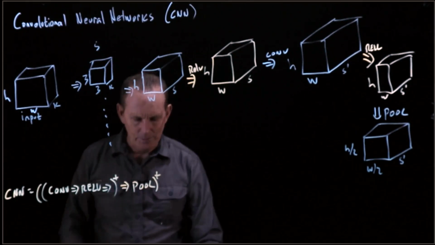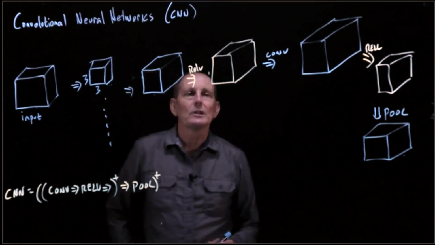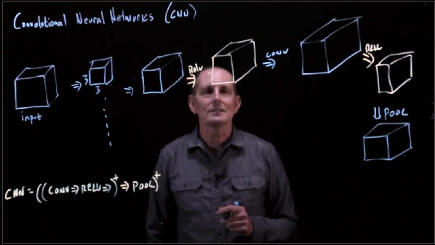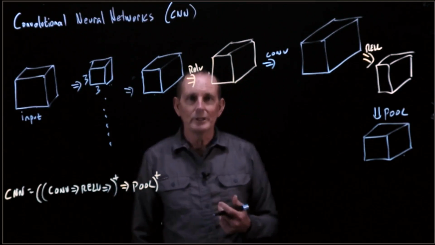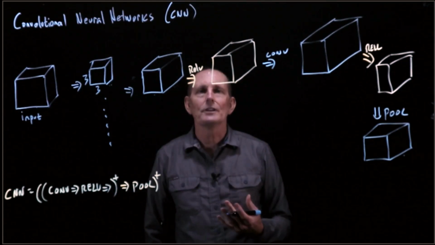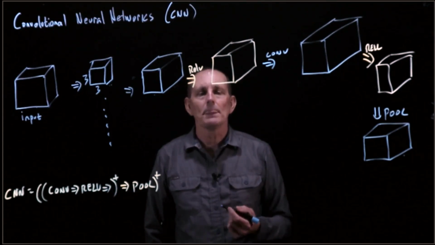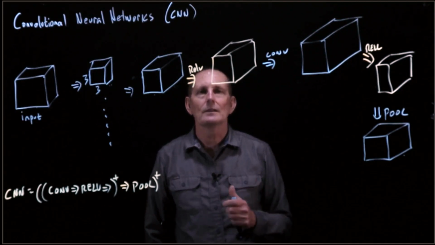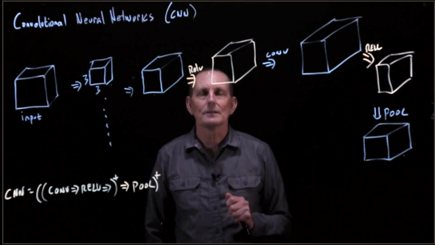Let's look at an example. The example we're going to look at is MNIST. MNIST is a fairly famous data set. It was one of the first real uses of neural networks in industry. And what it was used for is there was a contract put out by the US Postal Service.